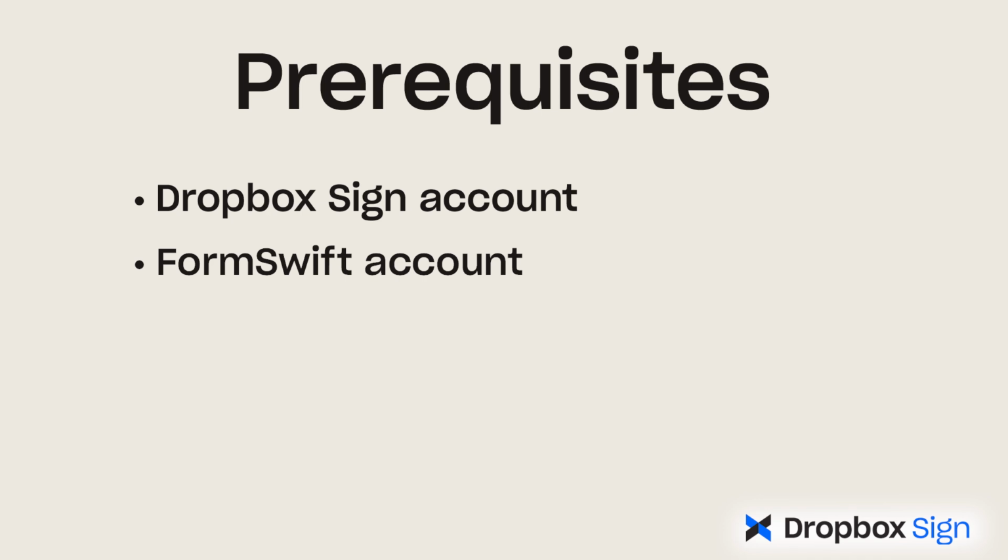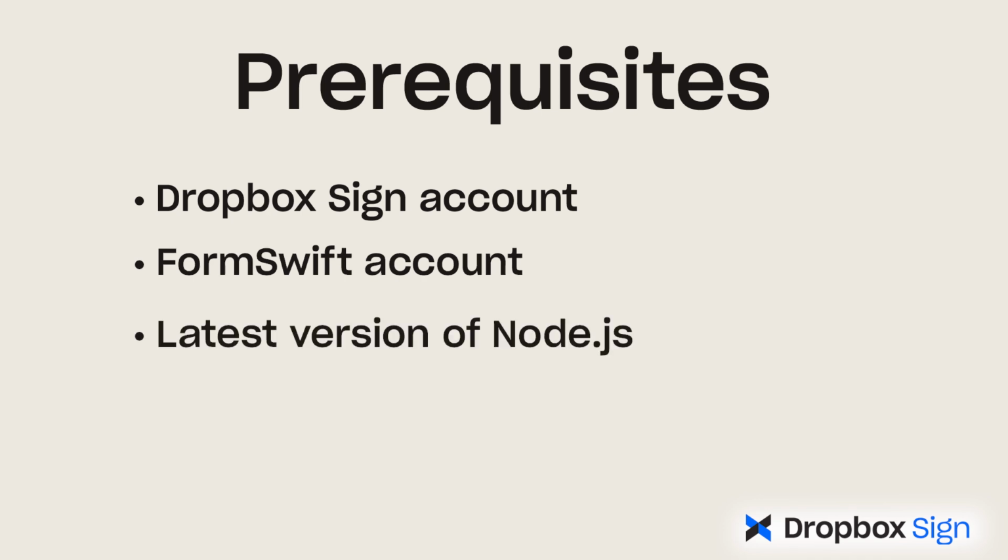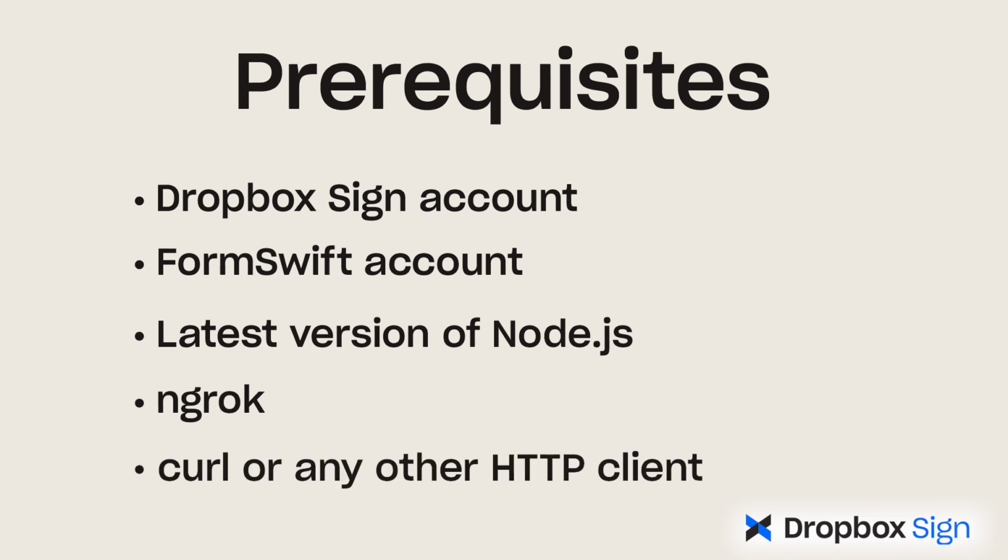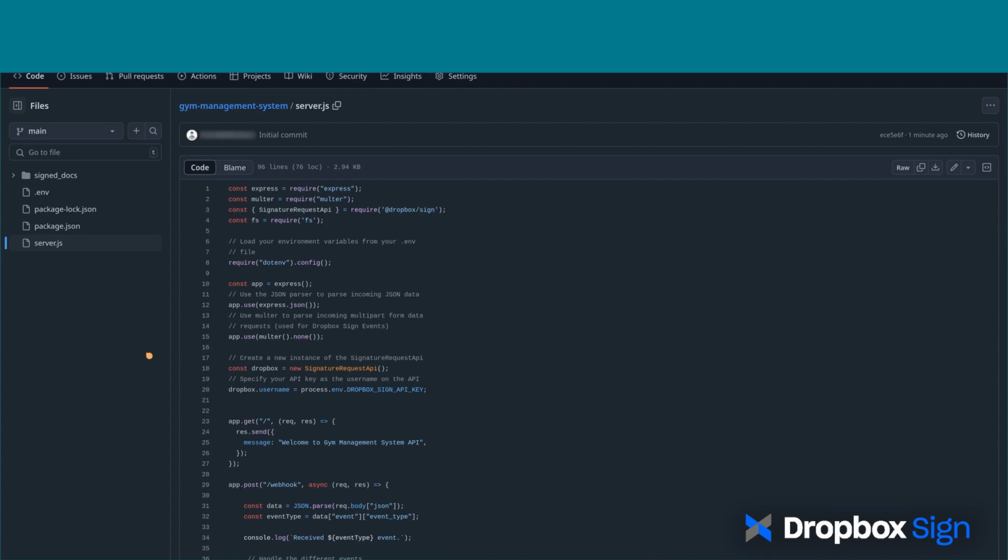I'll use Node.js to create an app for this purpose. So if you're following along, you'll need to install the latest version of Node.js on your system. You'll also need ngrok to expose your local web app over the internet so Dropbox can send webhook requests to it, and curl or any other HTTP client to send requests to your API.